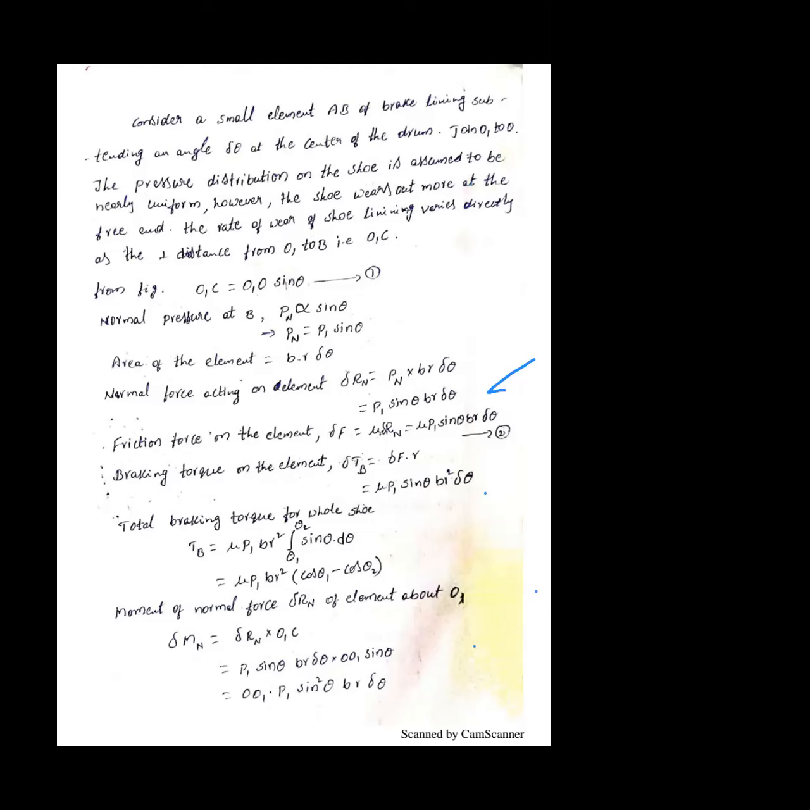The limits are theta 2 and theta 1, but I may also write theta 1 minus theta 2. Why? Because the integral of sin theta d theta means minus cos theta. When we apply the limits, minus cos theta 2 plus cos theta 1 comes. Simply modifying that, directly write cos theta 1 minus cos theta 2. That is the total braking torque on the shoe.